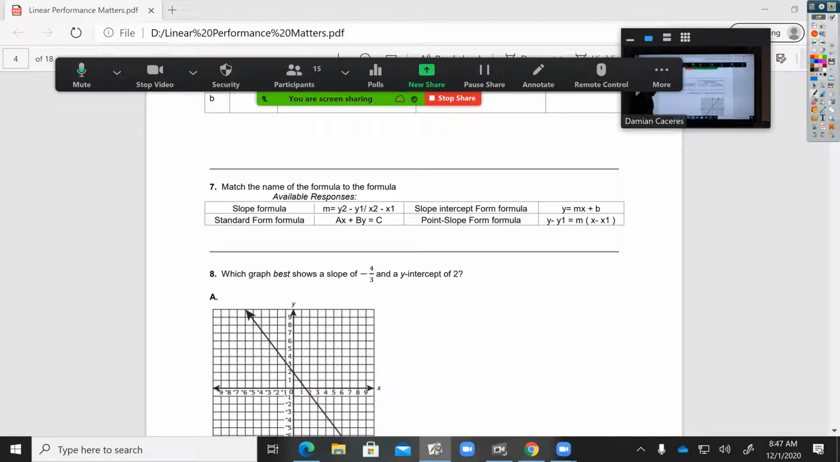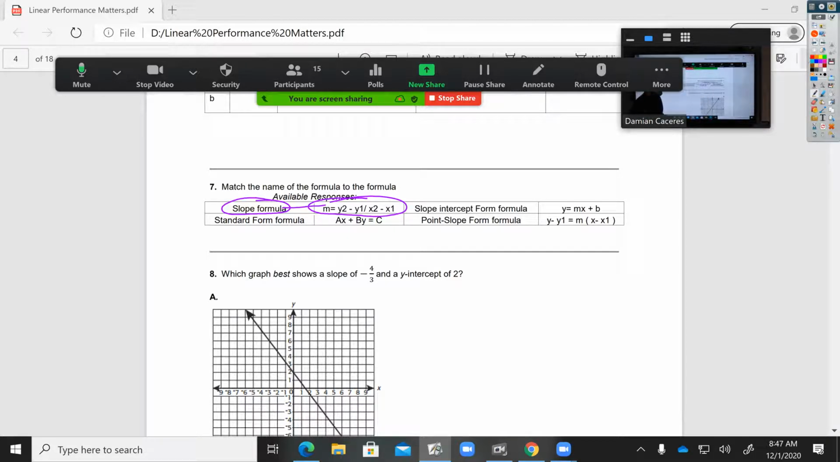Alright, so some of you guys yesterday asked me about this. Oh, what's point slope form? Okay. So, first of all, slope formula, you should have memorized already. It's y2 minus y1 over x2 minus x1. So these two get matched.